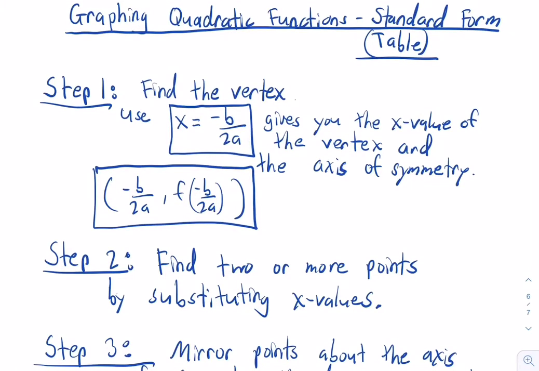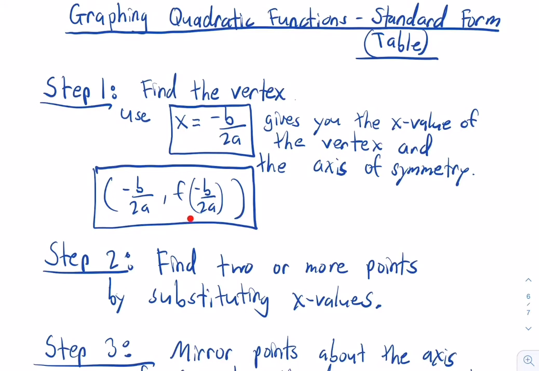I'm going to talk about the next step in quadratic functions and graphing quadratic functions in standard form using a table now. So first step we did was we found the vertex, right? We found the vertex using x equals negative b over 2a. And that's going to give you your x value of the vertex, and also it'll give you the axis of symmetry, right, using negative b over 2a. And you substitute that back into the equation to get your y coordinate. That's how you find the vertex.